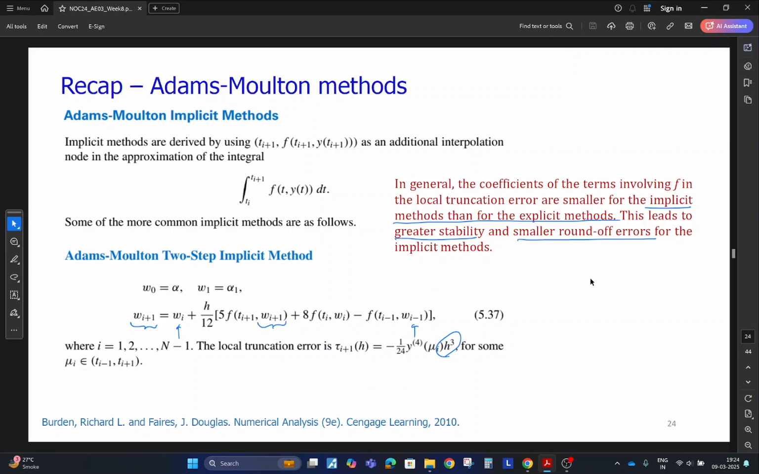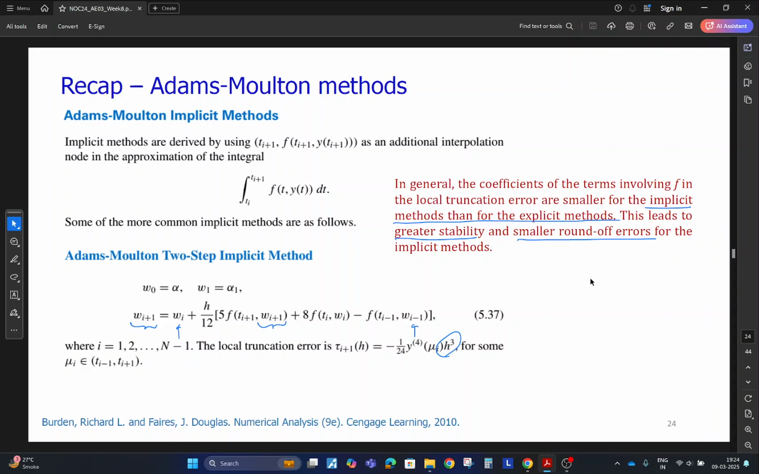We see here that the unknown variable W_{i+1} is on both sides, on the left side in itself and on the right side implicitly embedded into the value of the function to be evaluated at that step. Here the local truncation error is equal to minus 1 by 24 times the fourth derivative of y evaluated at mu times h cubed. We also have an important note on the implicit and explicit methods.